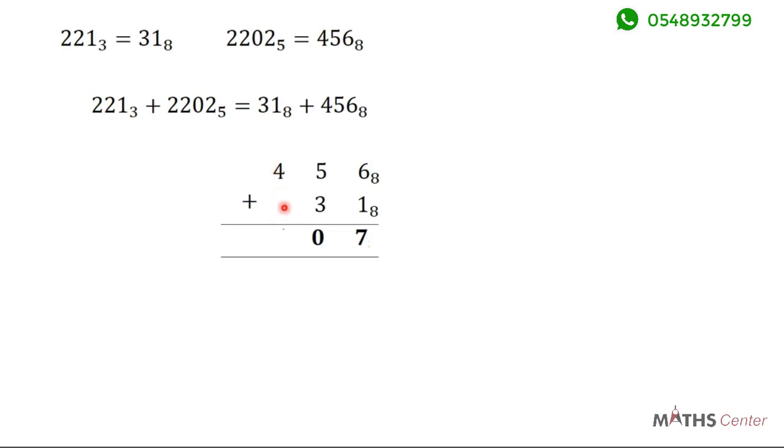You add that 1 to 4 and you are getting 5. So 5 plus, there is no number here, which means that the number there is 0. So 5 plus 0 will give us 5. We are working in base 8, so we indicate it as base 8. So you have seen that we have now converted this to base 8, we've converted this to base 8, and we have added it. So we can say that therefore 221 base 3 plus 2202 base 5 will give us 507 base 8. This is the first option.